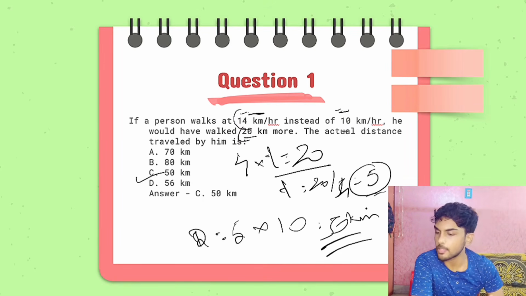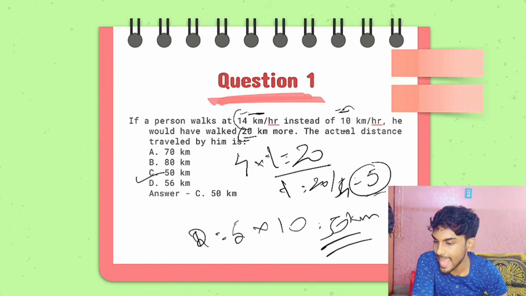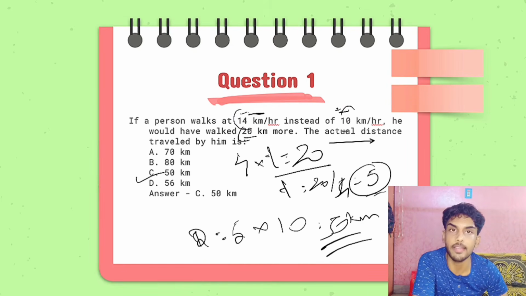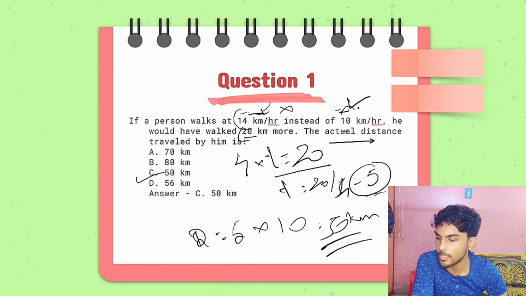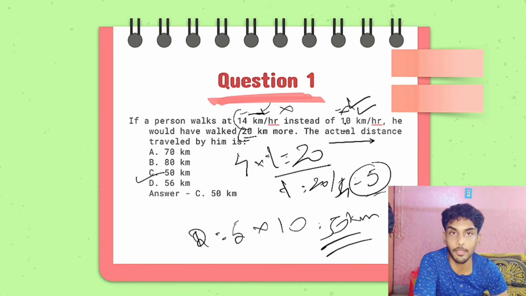Now you might ask the question, why 10? Why 10 is that 10 is the actual speed. See, the question asks for the actual distance, right? So we need to use the actual speed, not this speed. We need to use this speed, which is the actual speed he used, right?